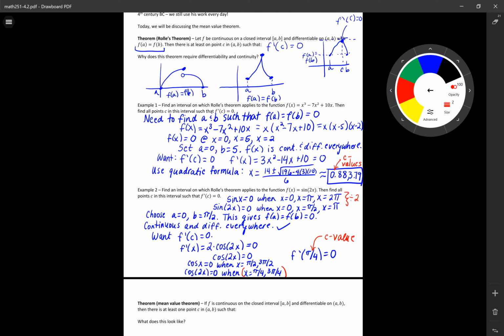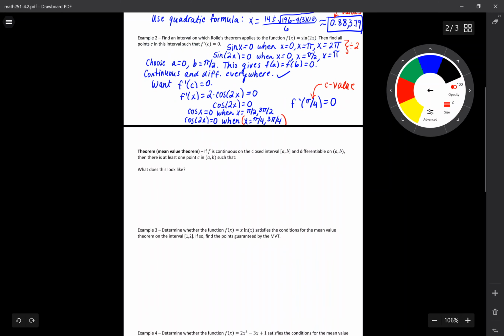This is the value guaranteed by Rolle's theorem, such that my derivative is equal to 0 at this point. Alright, so Rolle's theorem is kind of like a toddler or baby version of the mean value theorem. So this kind of warms us up to the idea of the mean value theorem, which we are going to learn now. So this is the mean value theorem.